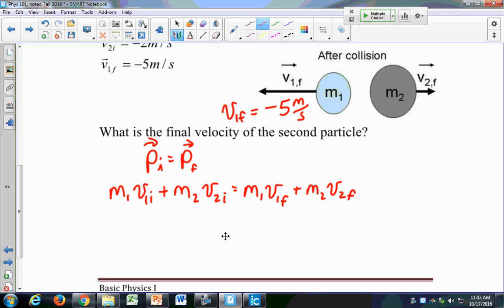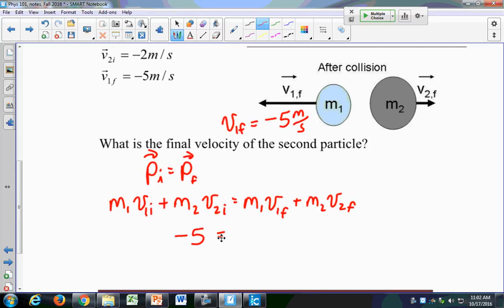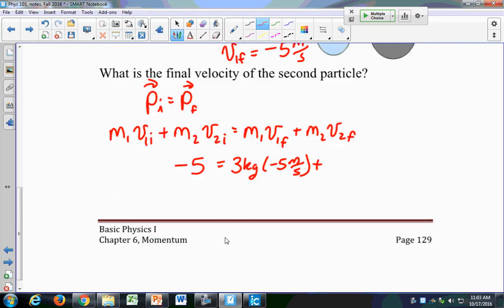Now, we've already done the left-hand side of this and found the net momentum. It was negative 5, right? Is that right? Yeah, so it's negative 5, and then M1 is 3 kilograms times negative 5 meters per second plus 4 kilograms times V2F. And then I solve that for V2F. So that's 5 plus 8, that's 3 divided by 4 equals V2F.